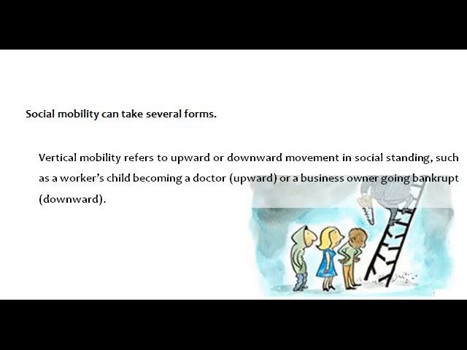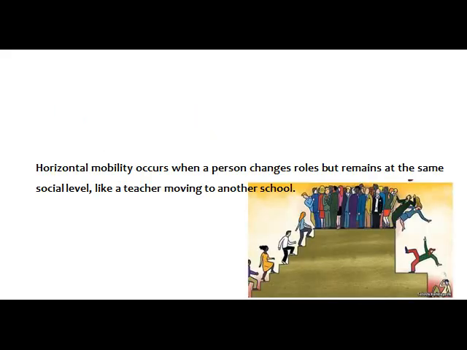Vertical mobility refers to upward or downward movement in social standing, such as a worker's child becoming a doctor, upward, or a business owner going bankrupt, downward. Horizontal mobility occurs when a person changes roles but remains at the same social level, like a teacher moving to another school.